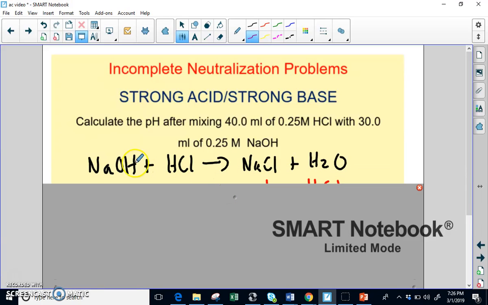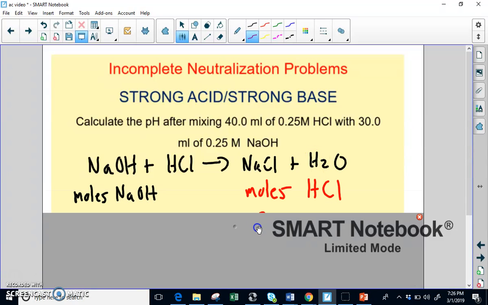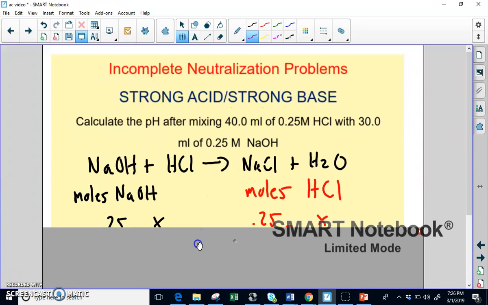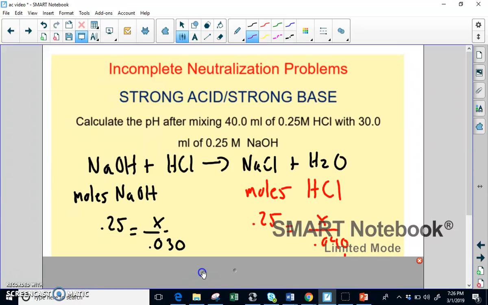So as you can see, I wrote the reaction. Again, this is a strong acid and a strong base, so it always produces a salt, which doesn't produce any acids or bases, and water. The first thing we have to do, we don't know if this is neutralized. We don't know if these are equal moles. So we're going to calculate the moles using the molarity equation of NaOH and of HCl.